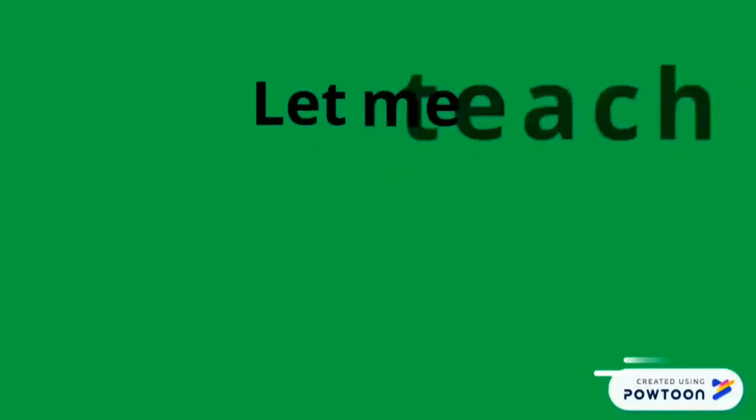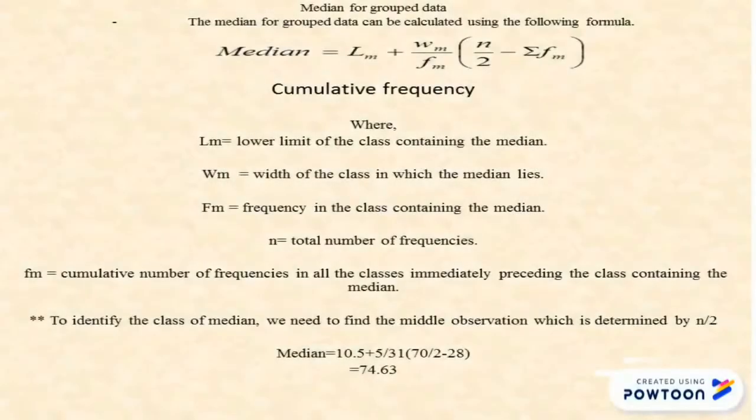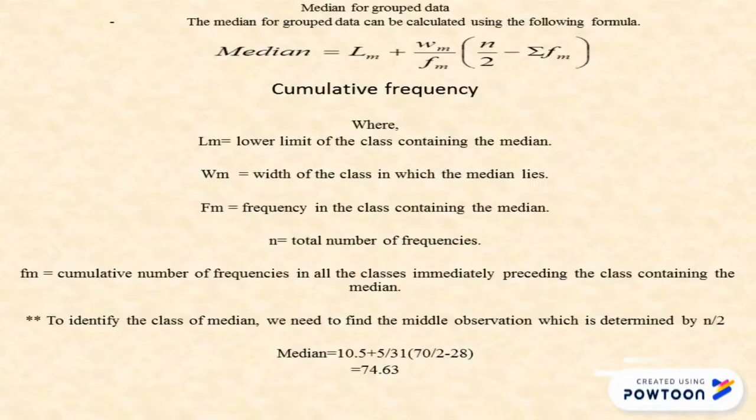Do you know how to find the median for a sample of grouped data? Let me teach you. The median for grouped data can be calculated using the following formula: median equals the lower limit plus the width of the class over the frequency in the class containing the median, times the total number of frequencies over 2 minus the cumulative frequency. To identify the median class, we need to find the median observation, which is determined by n over 2.